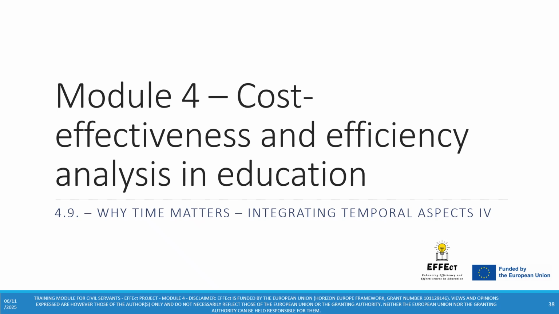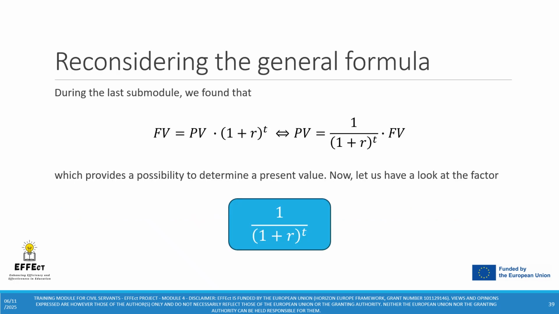Dear participants, welcome to submodule 4.9, in which we will continue to learn why time matters in cost-benefit analysis. During the last submodule, we found a possibility to determine the present value through the formula present value equals 1 over (1 plus r) to the power of t times the future value. Now, let us have a deeper look at the factor 1 over (1 plus r) to the power of t.